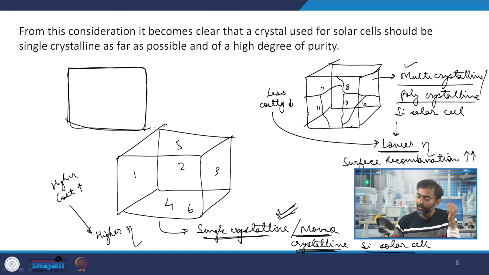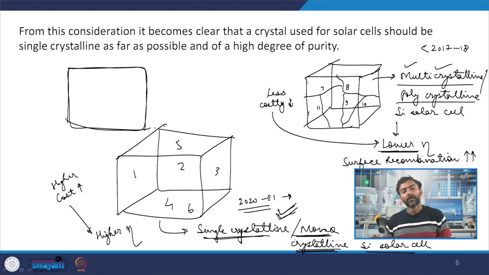So if you look at the older power plants, let's say power plants established before 2017 or 2018, around that period, multi-crystalline used to be the choice for techno-economic reasons. However, the recent plants, let's say 2020, 21 onwards, they go for monocrystalline solar cells because the cost differential is very low, but the higher efficiency has a much more benefit over the entire lifetime of the solar panel and the solar plant.